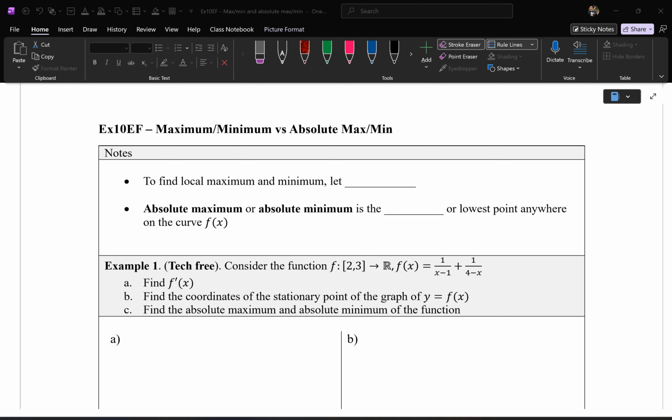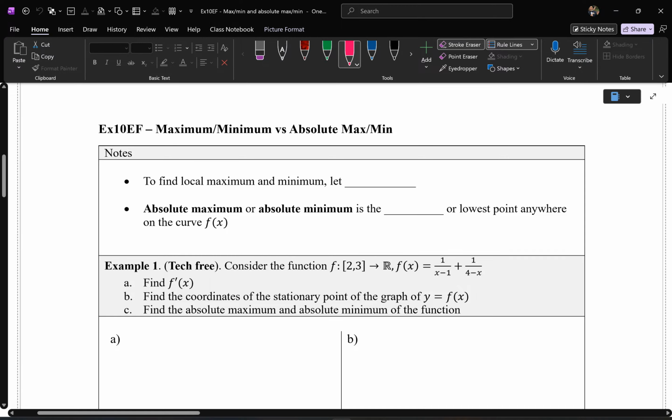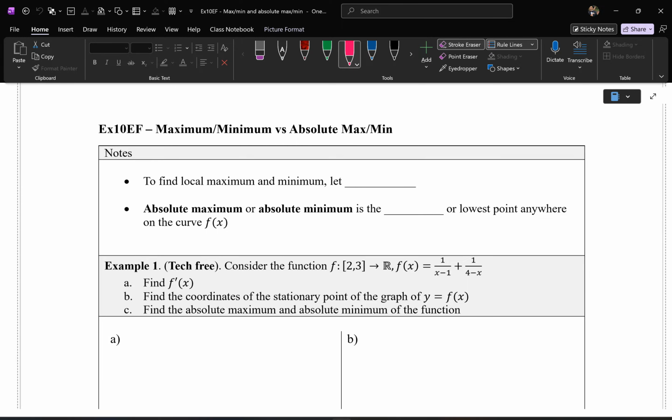It's recording. All right. So 10E and F, you're practicing maximums and minimums, absolute max, absolute minimum. We already talked about local max and local minimum in the previous exercise. How do you find local max and local minimum? Can I please have, let's go with Aryan. How do we find local max and local minimum?